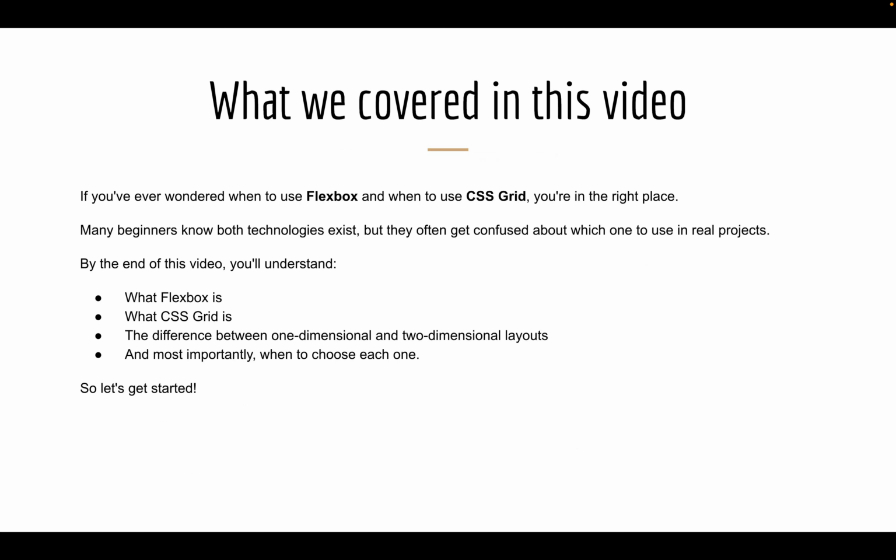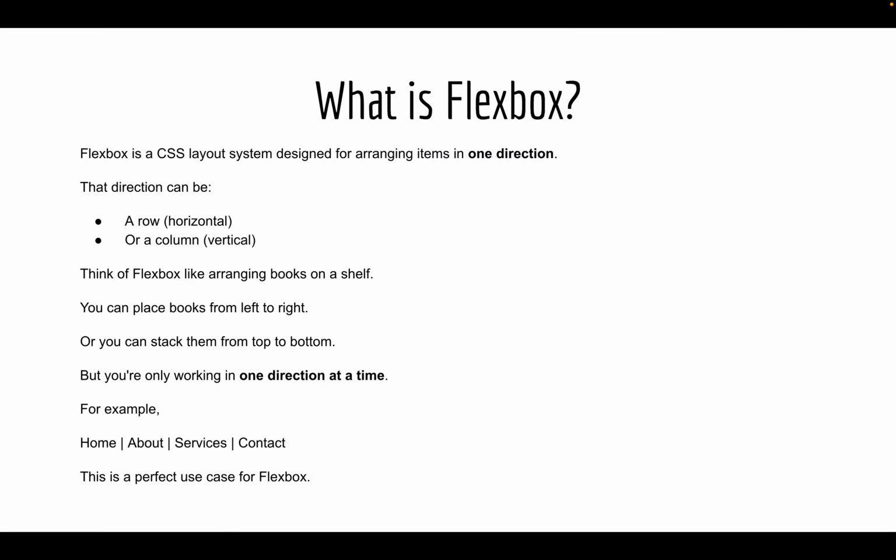So let's get started. What is Flexbox? Flexbox is a CSS layout system designed for arranging items in one direction. That direction can be horizontal or vertical. Think of Flexbox like arranging books on a shelf. You can place books from left to right or top to bottom, but you are only working in one direction at a time.